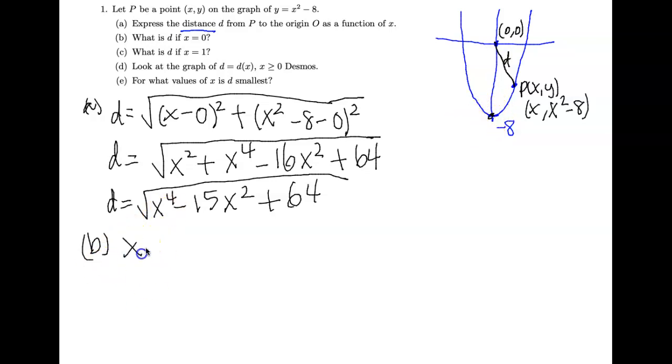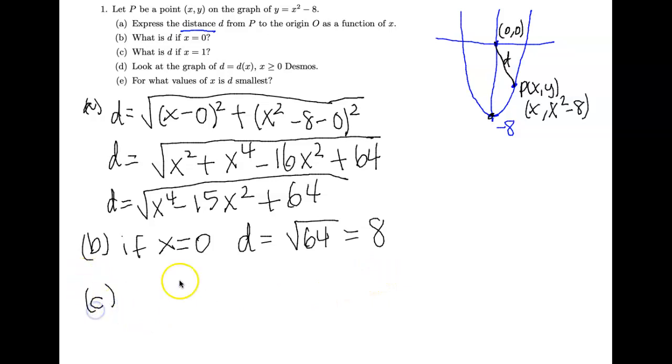So when we use the formula, if x equals 0, d will equal the square root of 64, because these two are gone, and the square root of 64 is 8.